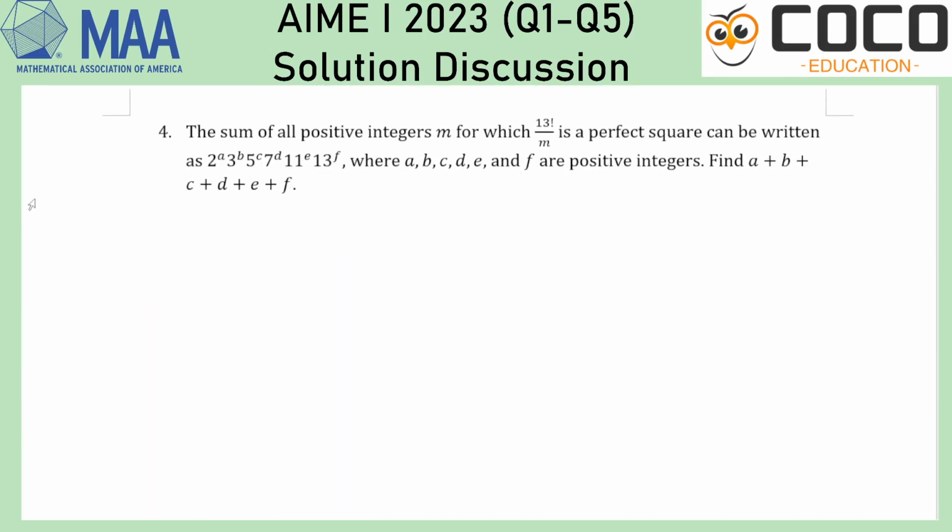Question 4. The sum of all positive integers m for which 13 factorial over m is a perfect square can be written in this form, where a, b, c, d, e, and f are positive integers. Find a plus b plus c plus d plus e plus f.